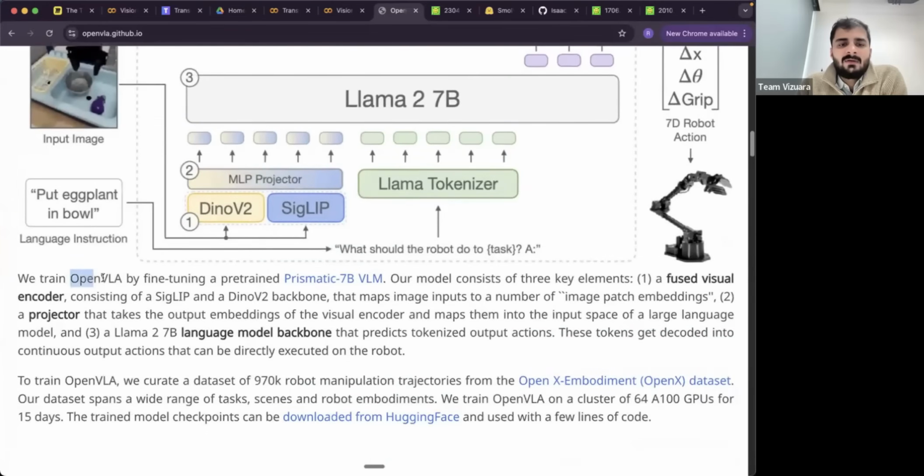We train OpenVLA by fine-tuning a pre-trained Prismatic 7 billion VLM. Our model consists of three key elements: a fused visual encoder that maps inputs to a number of image patch embeddings. This is exactly what we thought it was doing. A projector that takes the output embeddings from the visual encoder and maps them to the input space of a large language model. So this is happening here in this projector. And a Llama 2 language model backbone that predicts tokenized output actions.